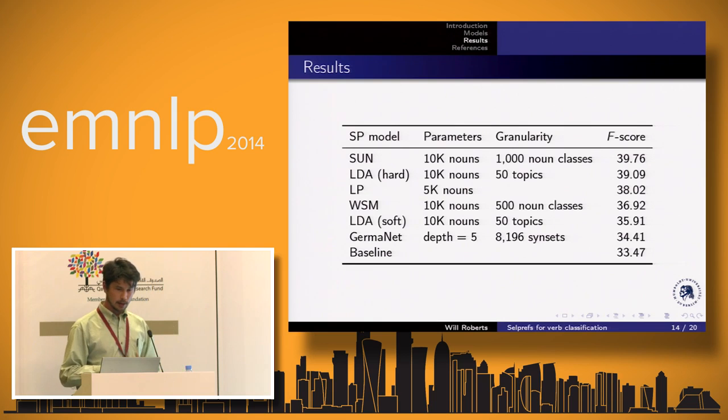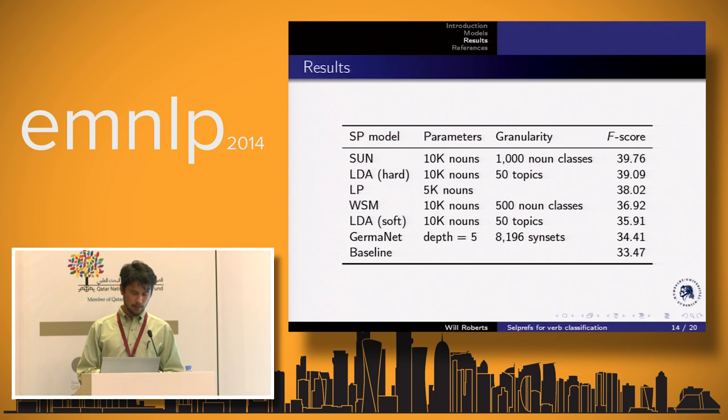The best model that we looked at was the Sun-Korhonen model. It's quite fine-grained with an average of 10 nouns per class. And it picks its value of n to be 10,000, which is the largest value of n that we allowed it to pick. So it's trying to maximize its coverage over the test set. The word space model doesn't do as well as the Sun model, but also tries to get as wide coverage as it can over the test set. And at around 20 nouns per class, it's also a fairly fine-grained selectional preferences model.